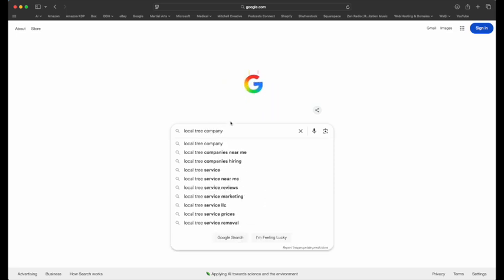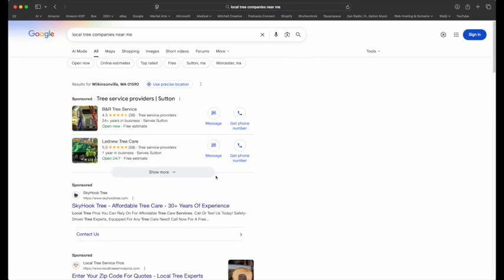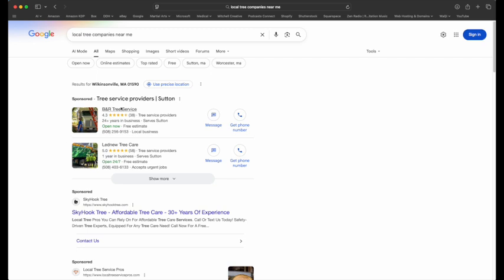Okay, and what it's going to do is recommend common search terms or common search words on Google, and it's going to recommend what a lot of people are searching. So I want local tree companies near me, and you're going to see top ranking companies up here. Okay, you have B&R Tree Service, and you're going to have Lead New Tree Care, Skyhook Tree. Okay, those top three. It's important, it's critical to understand that these companies are investing in a digital advertising strategy.